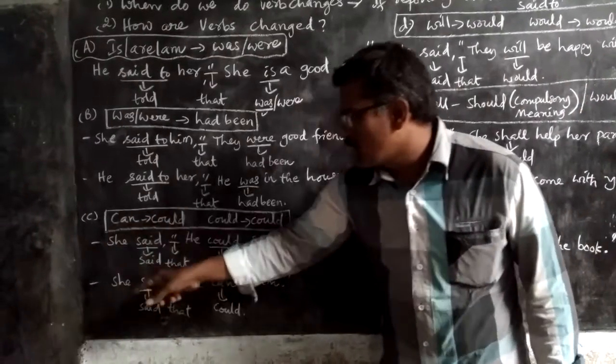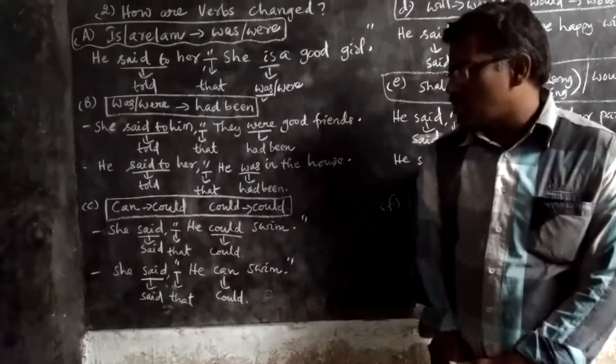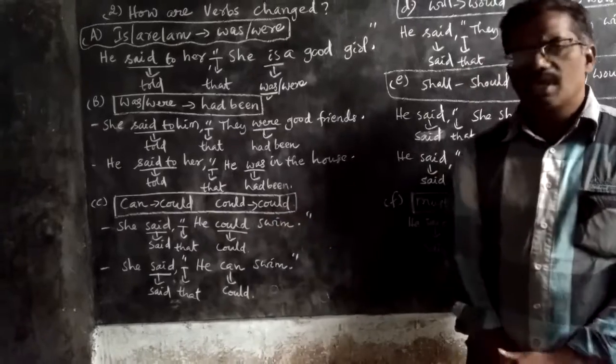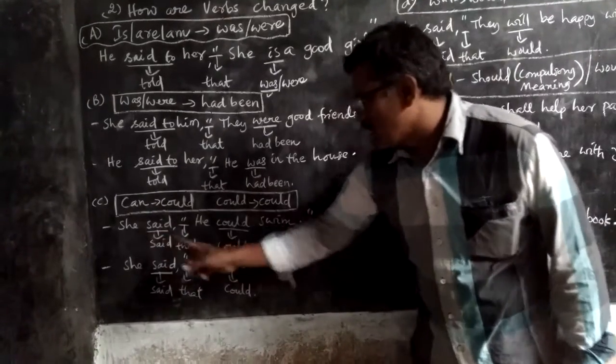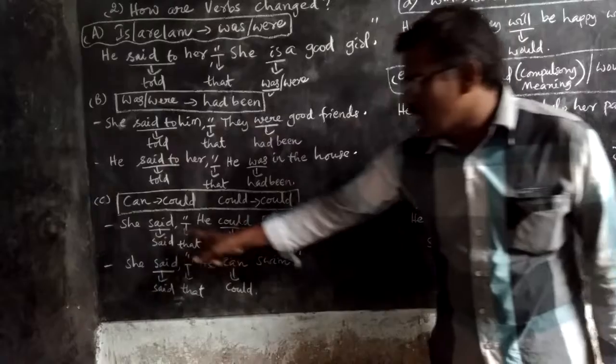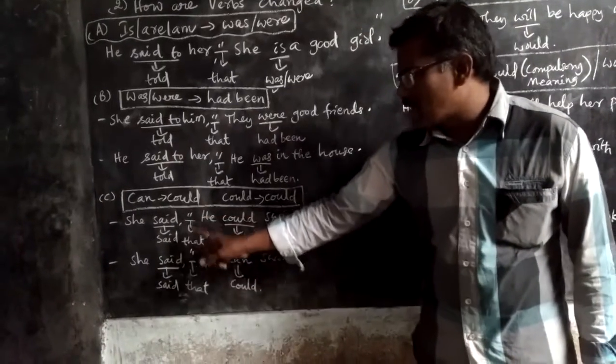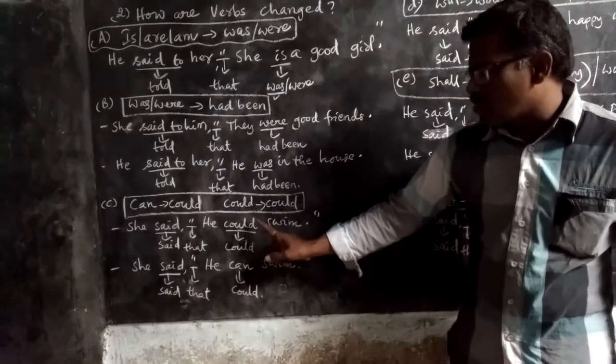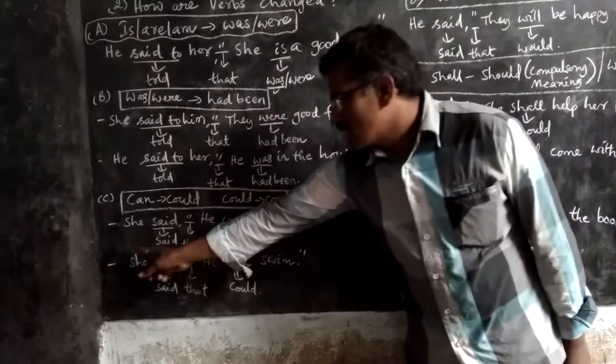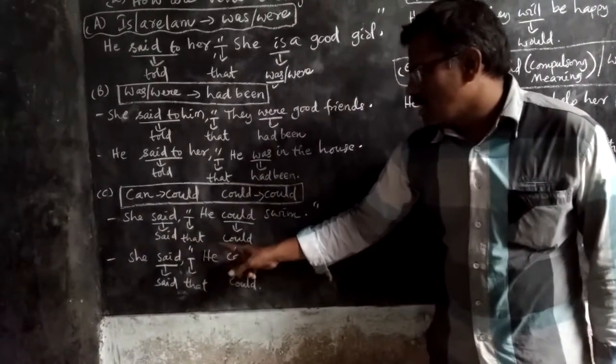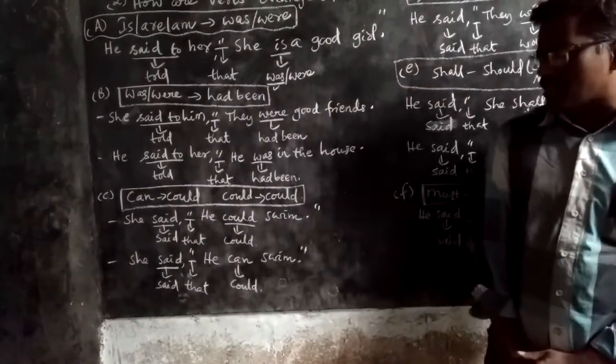Next rule. Can will be could, could will be could. And here, he said he could swim. Here said becomes said, inverted commas becomes that, and could becomes could. So she said that he could swim will be the answer.